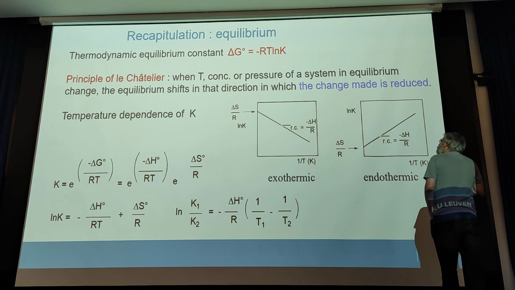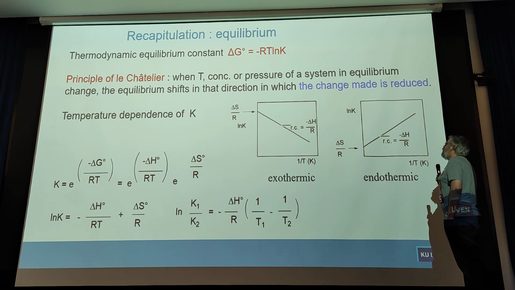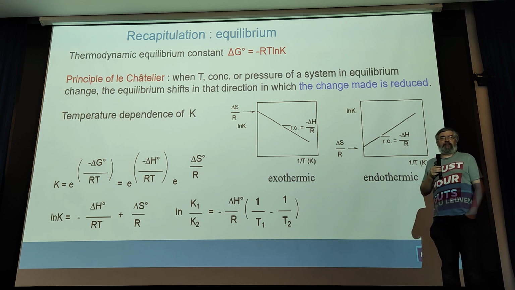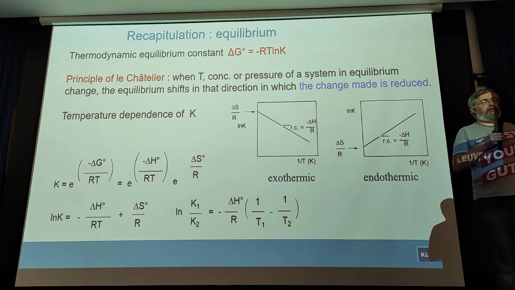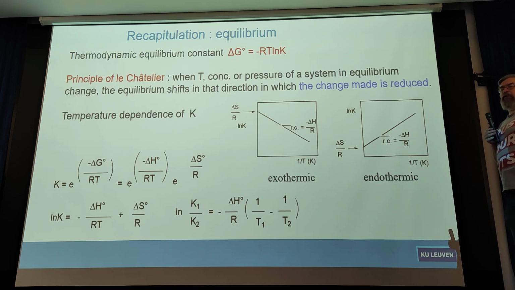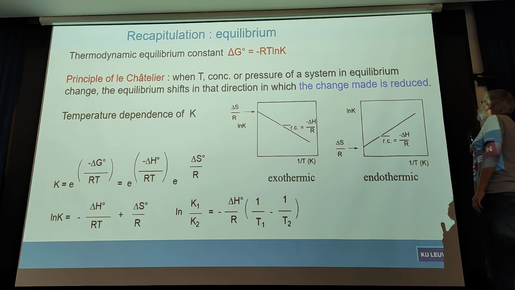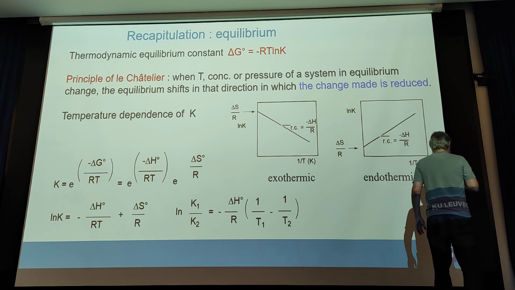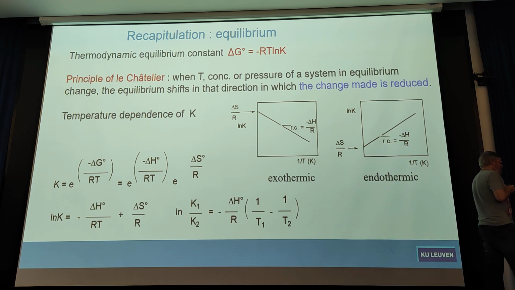Okay, the thermodynamic equilibrium constants. Again, the same formula we see here. So the principle of Le Chatelier, we also mentioned at the end. So we go to the direction where our change is produced. So that means for endothermic reactions, when you heat them up, you go to the products. And that's one of the things.